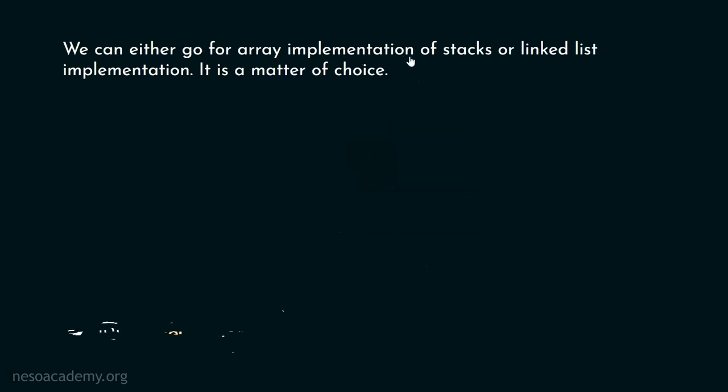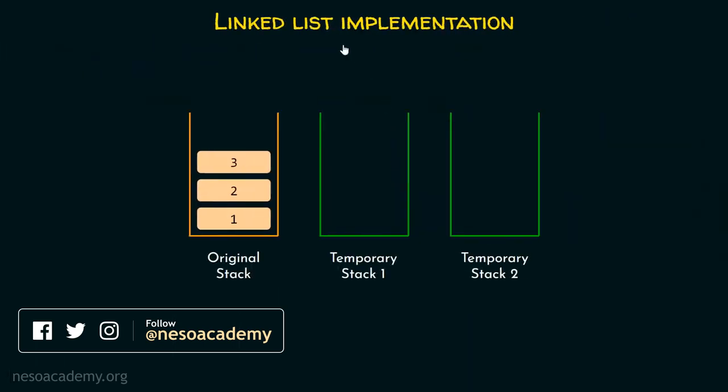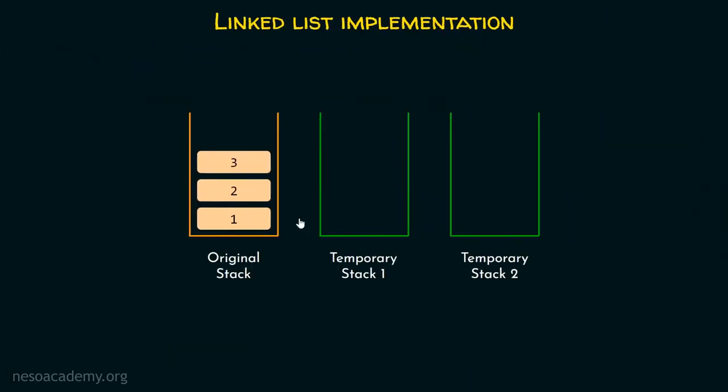We can either go for array implementation of stacks or linked list implementation of stacks. It doesn't matter what implementation you go with. Maybe you can select array implementation or maybe linked list implementation. But for this lecture, we will go for linked list implementation of stacks. Now, in the linked list implementation, of course, we have to represent all these stacks using linked lists. First, we have to represent the original stack in the form of a linked list, then temporary stack 1 and then temporary stack 2. And this is how our linked list looks like.